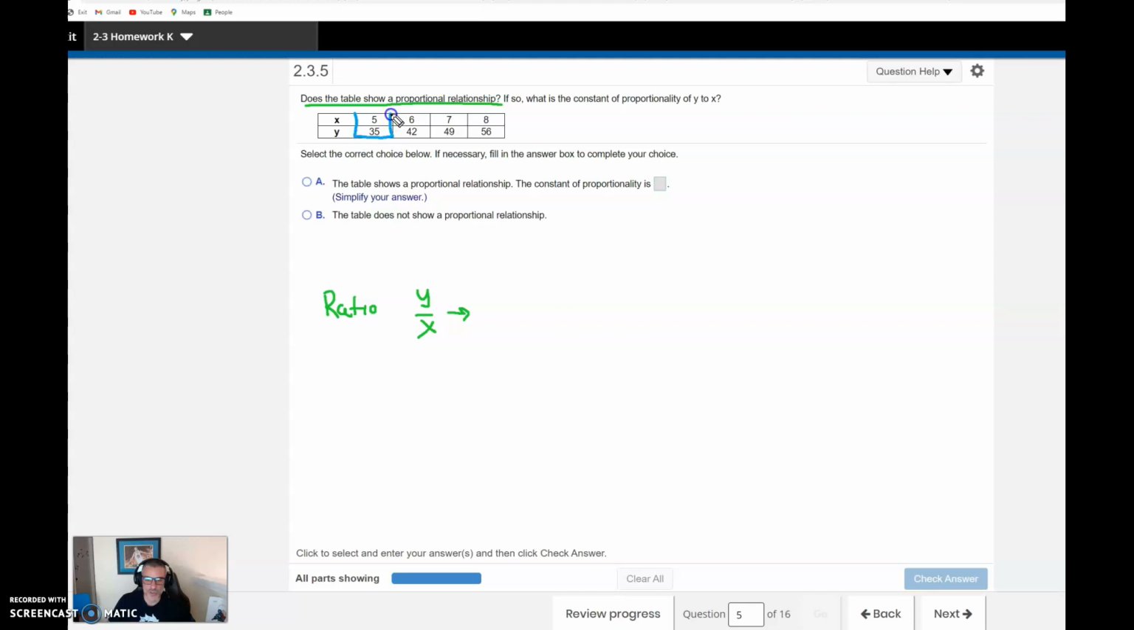So here's my first set of information, 35 over 5. The y value is 35, the x value is 5. 35 divided by 5 is 7. Let's check the second one, 42 over 6. 42 is the y value, 6 is the x value, 42 divided by 6 is 7. So notice that I'm getting 7 every time. If I were to get a different number, if I got a 7 here and then a 4 here, that would be a non-proportional relationship. So here I have 49 over 7. That's also equal to 7. And then the last one is 56 over 8.